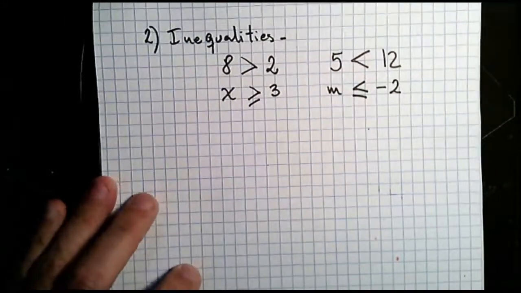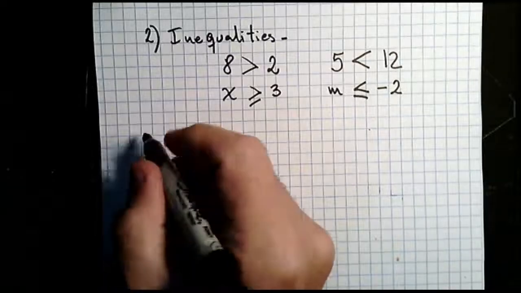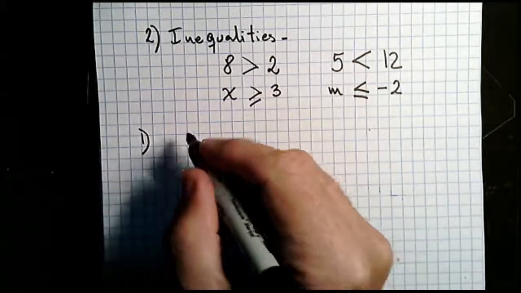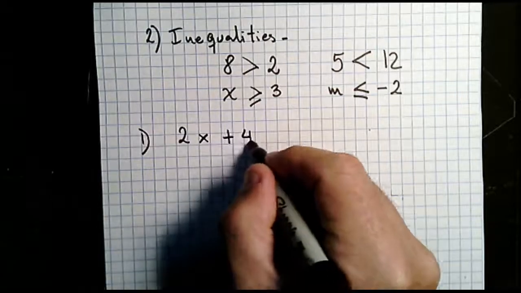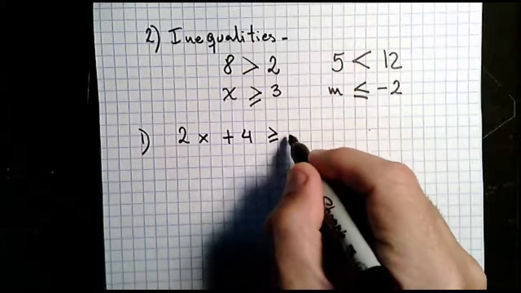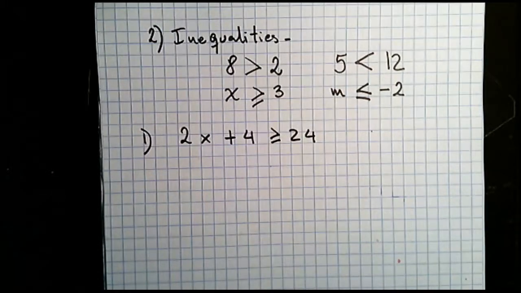Let's solve some inequalities here, okay? I will start with a basic one. Number one, I have 2x plus 4 greater or equal than the number 24. Very good. This is going to be a very easy one, because I have to solve it like an equation, right?